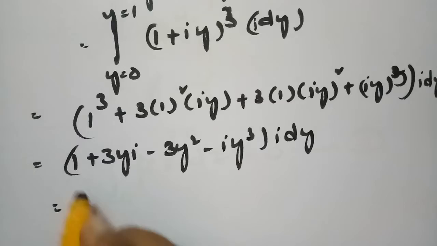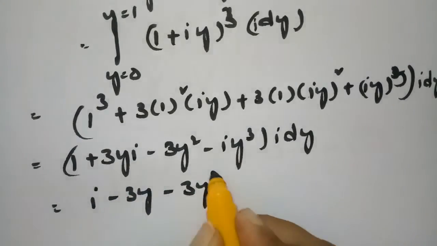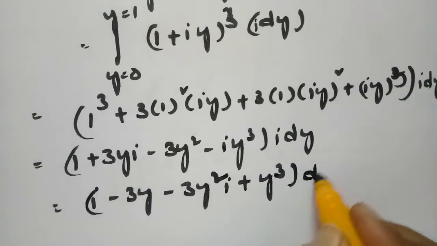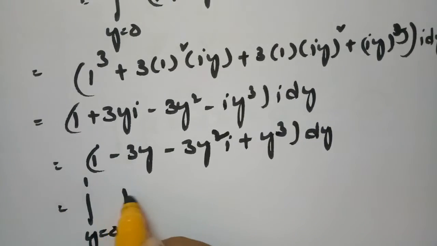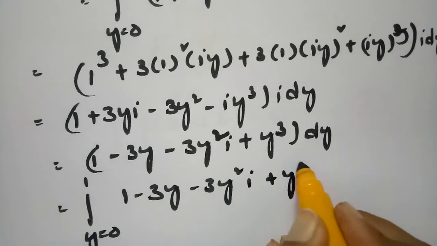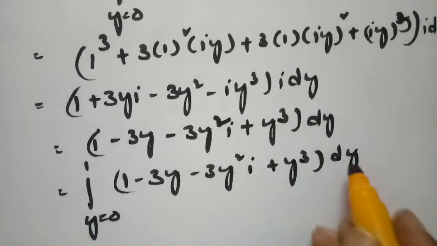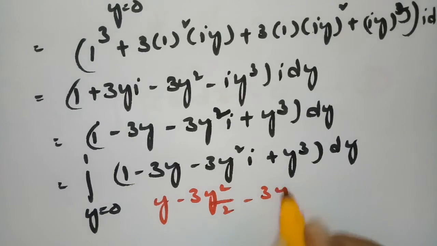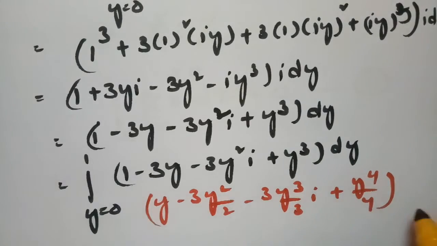So if I multiply with i, this is i square, this is minus 1. So this is 3y square i square, this is minus 1, minus of minus plus 3y into dy. Therefore, the limits are from y equal to 0 to 1, of (1 minus 3y minus 3y square i plus y cube i) into dy. See here, for integral 1 into dy, the value is 1. This is 3y square by 2. This is 3y cube by 3 into i plus this value is y cube by 4, between the limits 0 to 1.